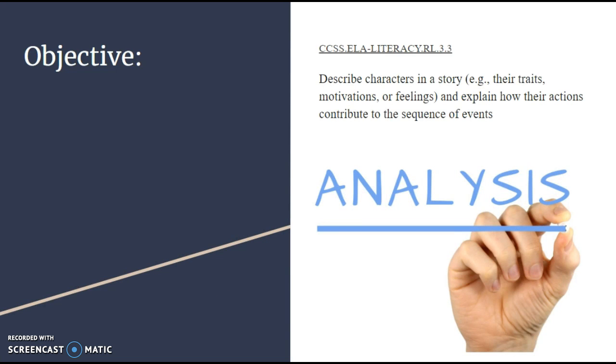So, the objective: we are going to follow the Common Core State Standard for third grade, where it says describe characters in the story, their traits, motivations, or feelings, and explain how their actions contribute to the sequence of events. So this has to do with looking at the character in a deeper meaning, how they handle situations or how they react, being able to categorize them into different ideas and write them down and see how they affect the story. So we are going to be doing that today and learning different strategies on how we can do that.